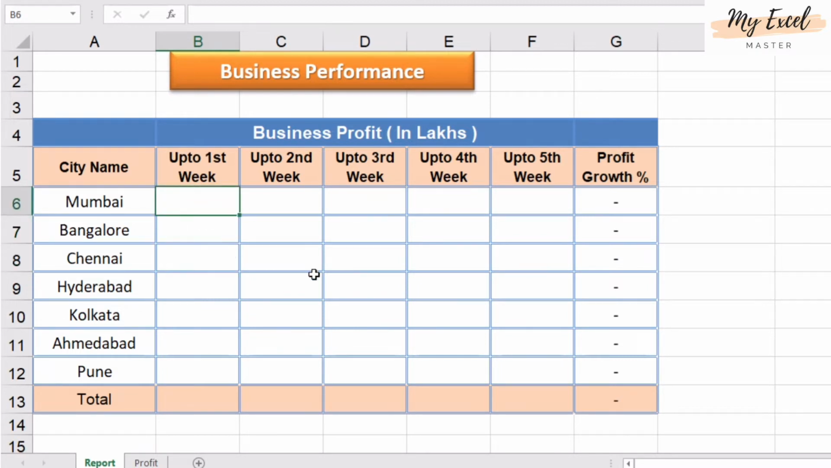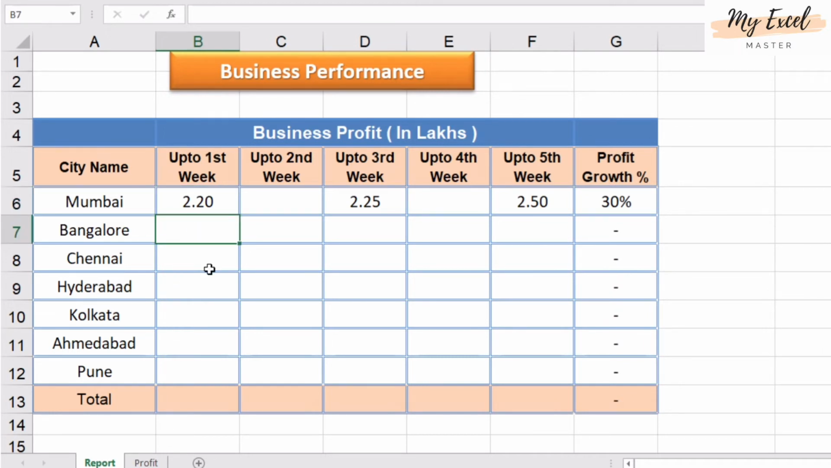For example, when I enter 2,20,000 for Mumbai for first week profit, then if I enter any value in third week or fourth week or fifth week, 2,25,000, then the profit growth should get calculated from the latest week based on the first week. Suppose if I enter a value in fifth week, then the formula should get changed and it should calculate the profit growth from latest week to first week.